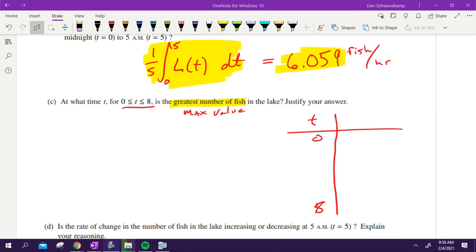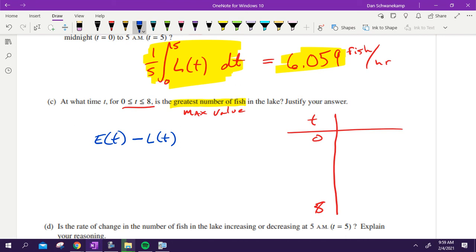We know the rate of fish that enter. We know the rate of fish that leave. How do I know the rate of fish that are actually there? What can I do? E of t, that is the rate in, minus the rate out. Rate in minus rate out is going to tell me the rate of fish that are in the lake.